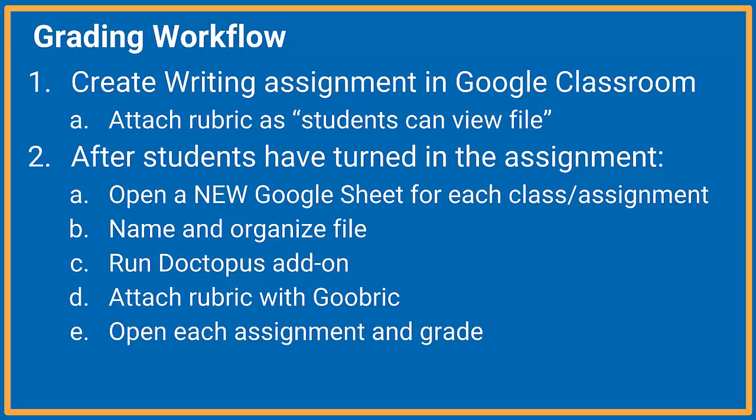So to summarize the whole process, the first thing you're going to do is to create that writing assignment in your Google Classroom and make sure that you attach the rubric so the students can see the rubric beforehand. After the students have turned in their assignment, you'll open a new Google Sheet for each class or assignment that you're grading. Name and organize that file, run the Doctopus add-on, attach your Goobric, and then open each assignment for grading.